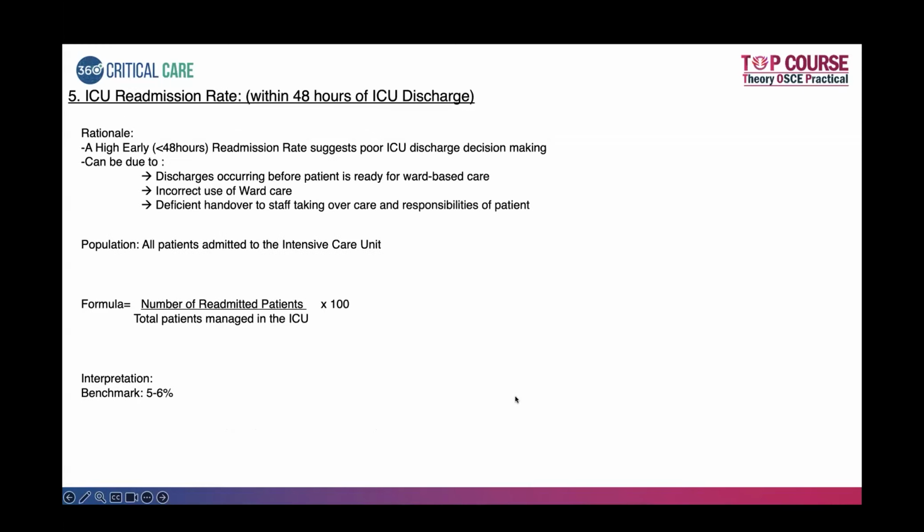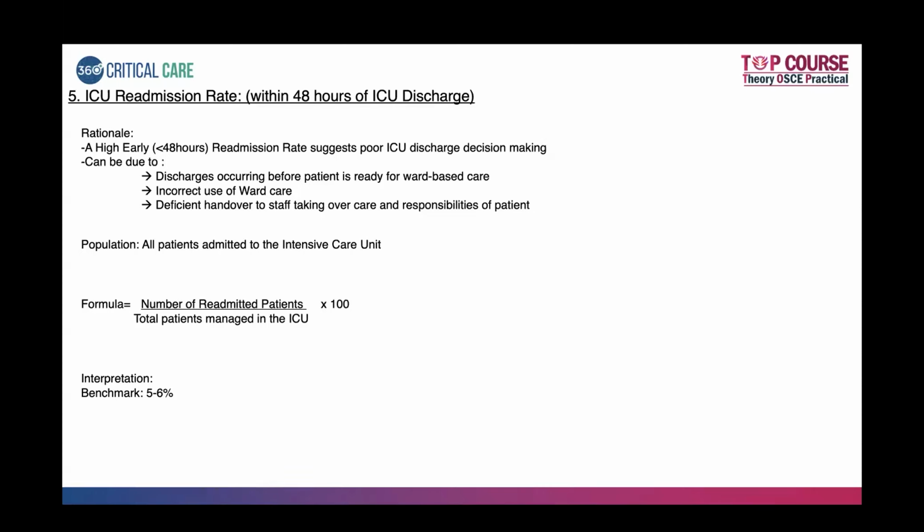ICU readmission rate, that is within 48 hours of ICU discharge. The main rationale here is that a high early readmission rate, within 48 hours, suggests poor ICU discharge decision making. This can be due to three reasons: one, discharges occurring before the patient is ready for ward-based care; two, incorrect use of ward care; or three, deficient handing over to staff taking over care and responsibilities of the patient. These are the three circumstances where readmissions can occur.